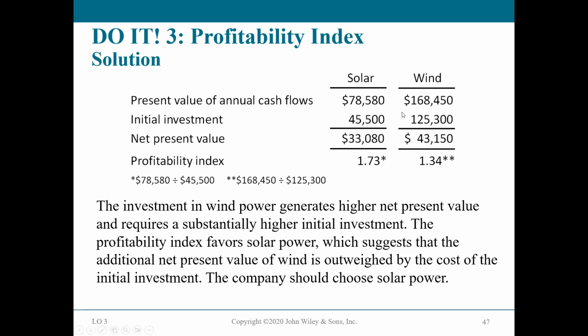So we take the 78 less the 45. So on the NPV basis, wind wins. On the profitability index, NPV divided by the initial investment, solar beats wind. So the investment in wind power generates a higher NPV, but it needs a lot more money up front. But the profitability index favors solar, which suggests that the additional NPV of wind is outweighed by the cost of the initial investment. So in this case, the company should choose solar power.